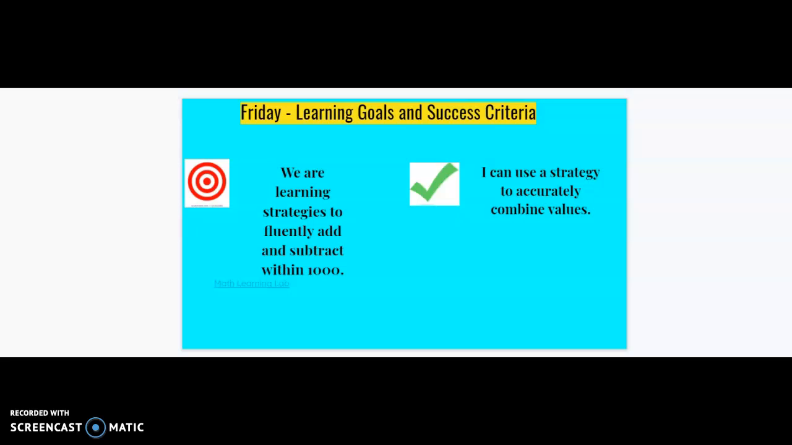We are still learning strategies to fluently add and subtract within 1000. I can use a strategy to accurately combine values. And as we get into today's lesson, I really want to make sure that we remember that these are just strategies that we can use to become quicker. You want to find the one that works for you. These are things to help you get to bigger numbers quicker when you're adding and subtracting.